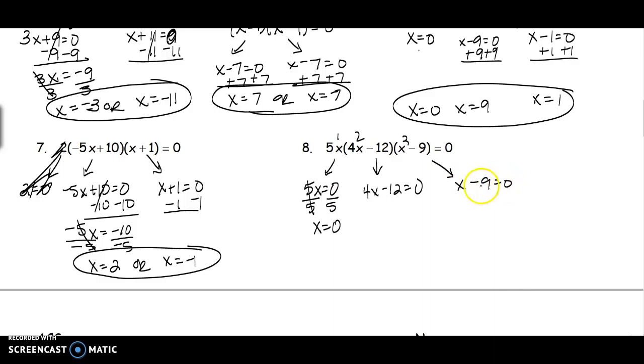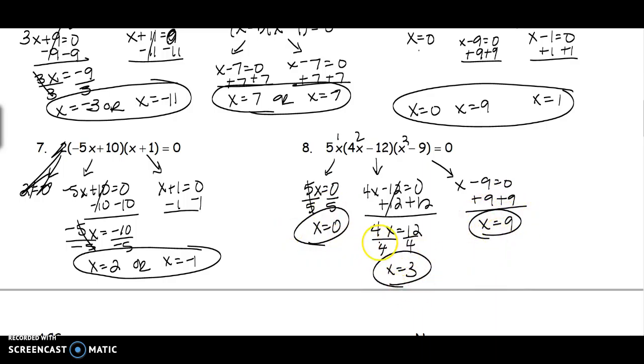So we would add 12. And you get 4x equals 12. And add, oh, I'm sorry, we're not done here. Divide by 4, and x equals 3. And then here we would add 9 to both sides, and x equals 9. So those are our 3 options for our answers.